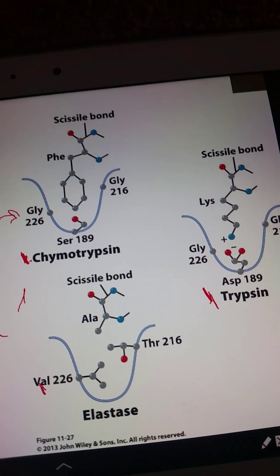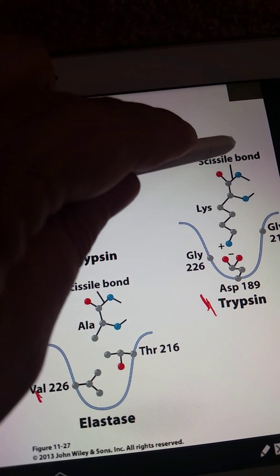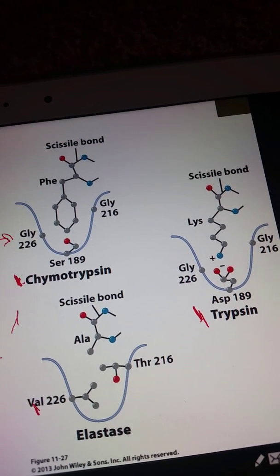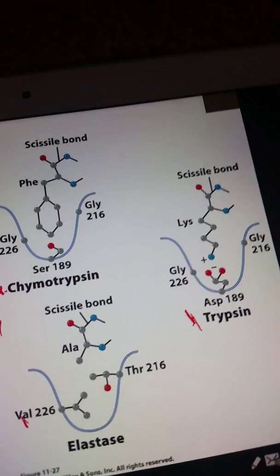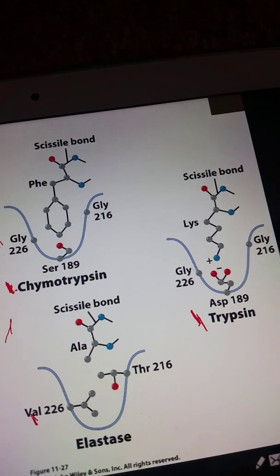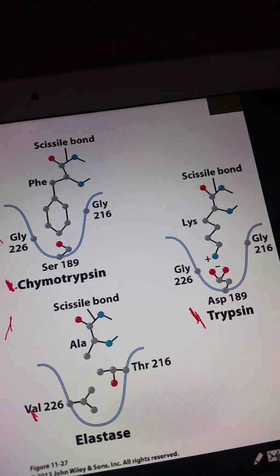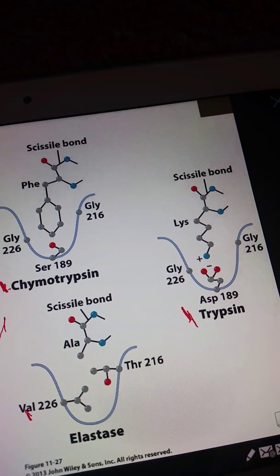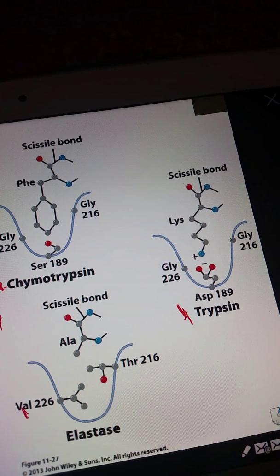So the scissile bond that you see here is where the actual breaking occurs, and that's usually at the peptide backbone between the amino acid we're cleaving and the N+1 amino acid next door.